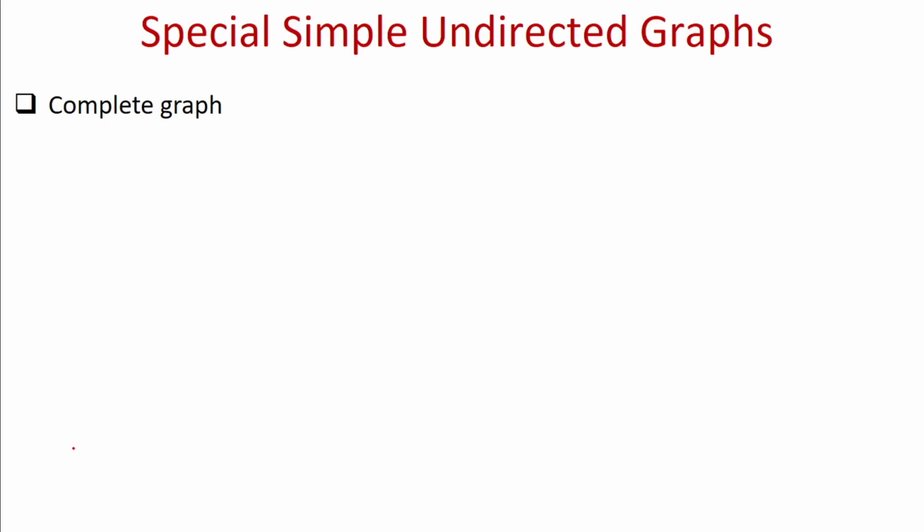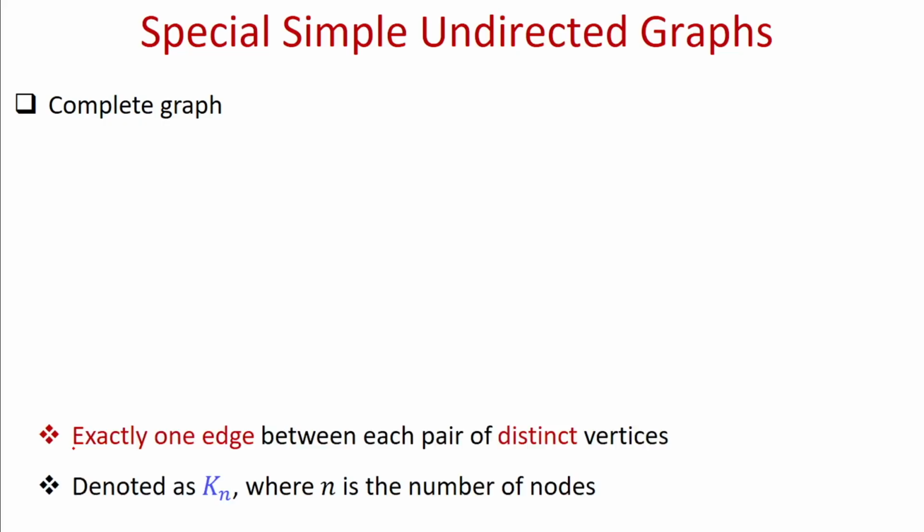Now let us define some special types of undirected graphs. The first special type of undirected graph is a complete graph. The property of this graph is that you have exactly one edge between each pair of distinct vertices. And since this is a simple graph, you can't have more than one edge between every pair of distinct vertices.